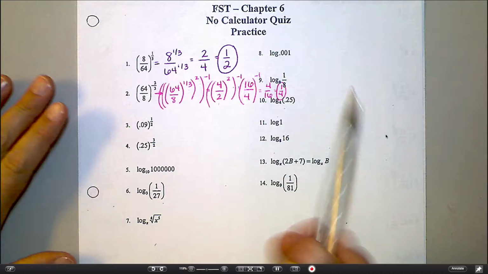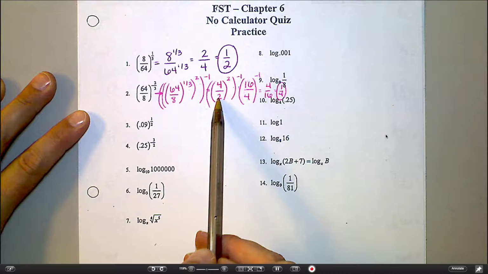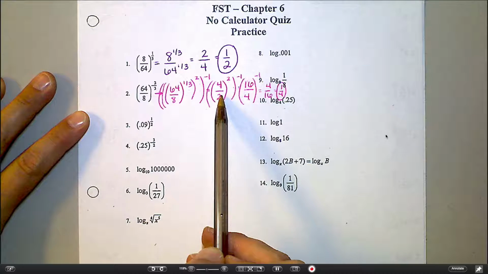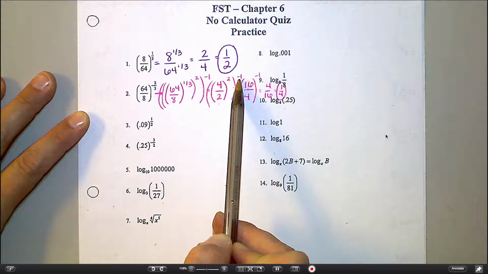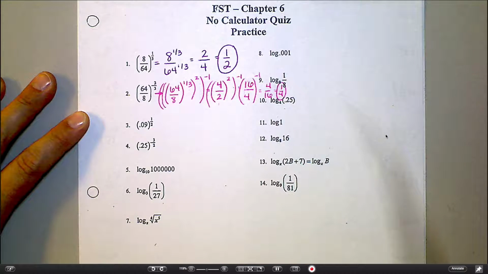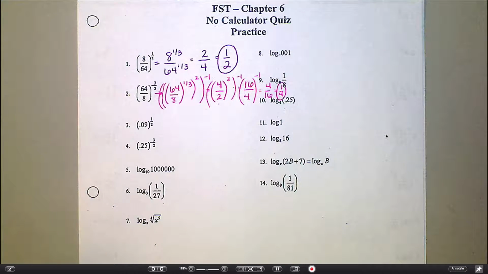Okay, and again, back here, if I had reduced this to make it a 2, 2 squared would have given me a 4, and then 4 to the -1 power would have flipped that over and made it a 1/4. So either way, it would have been the same thing, but I wanted you to see what to do with a fraction there. Okay, number 3.